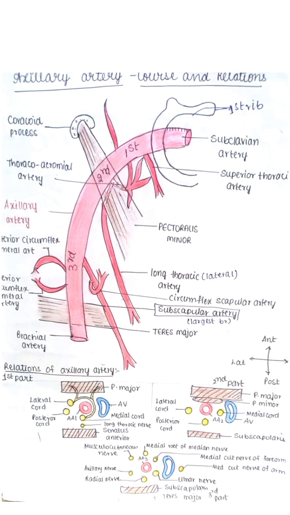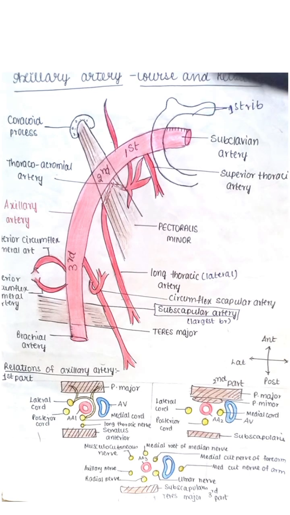Hello everyone. In this session, let's learn about the chief artery supplying the upper limb, the axillary artery. We are going to learn the axillary artery, its course, relations, paths and branches. So, what is this axillary artery and where is it coming from?